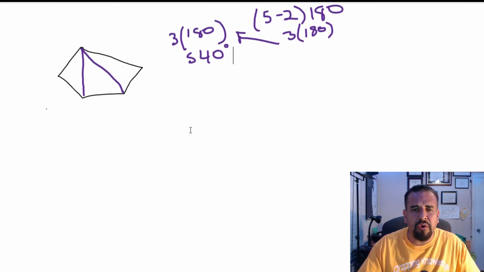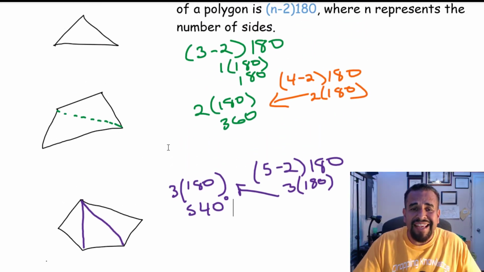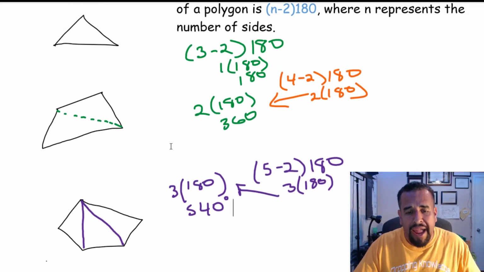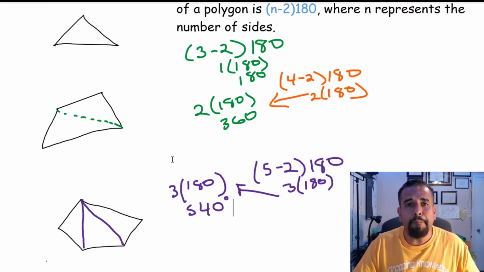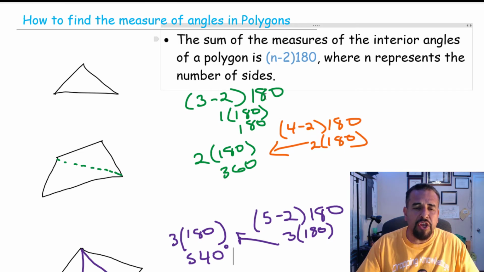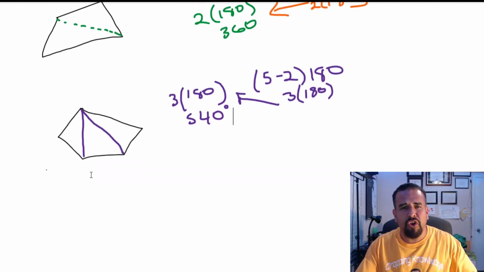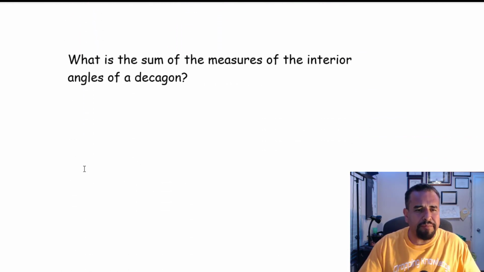All right. So I hope you get the idea. That's all I wanted to show you on how to find the measure of all angles in polygons. All you have to remember is this formula here. You can count the number of sides, or you can just turn it into various triangles and figure them out. But don't go away yet. One more thing I want to show you.